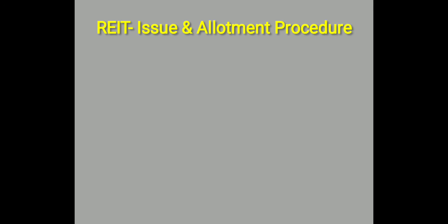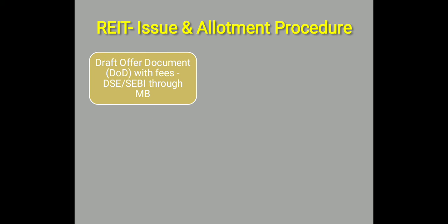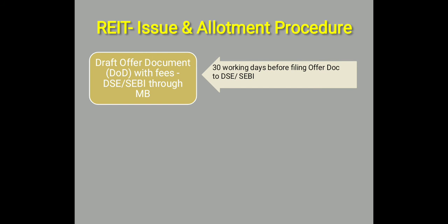Then the procedure for issue is: REIT through the merchant banker shall file a draft of the offer document along with the prescribed fee with the designated stock exchange and SEBI not less than 30 working days before filing of the offer document with the designated stock exchange and SEBI. So, in both the places the draft of the offer document is first to be filed. The same procedure is required for listing of an equity IPO offer.